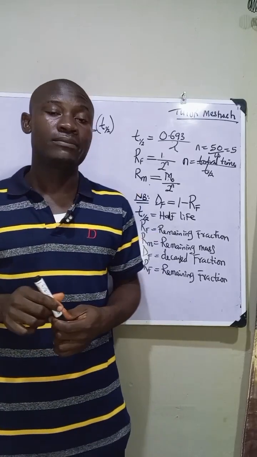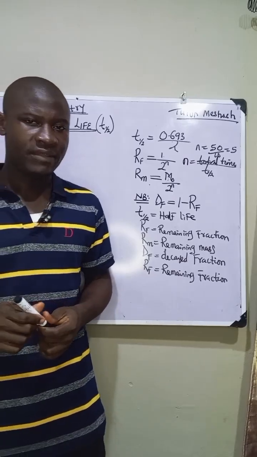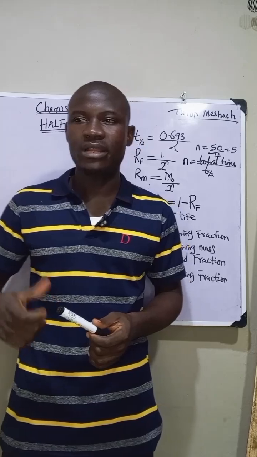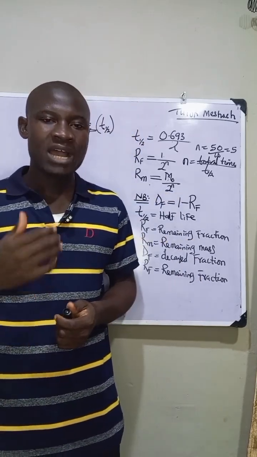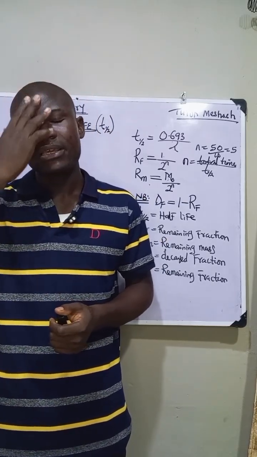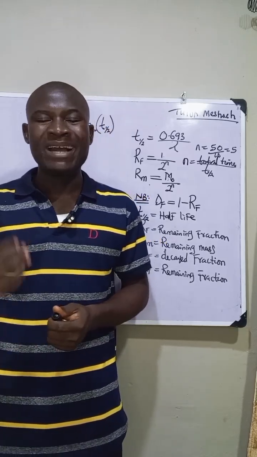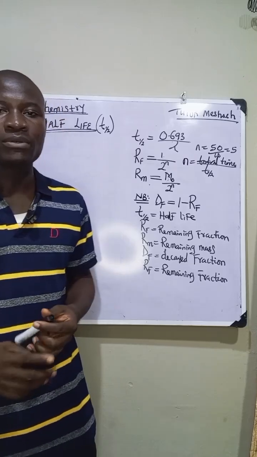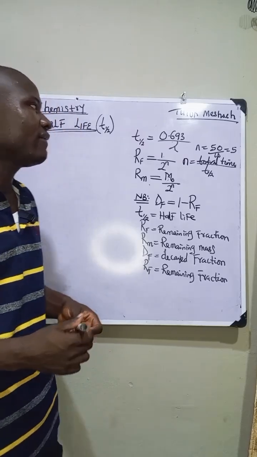We'll be looking at half-life from radioactivity. First and foremost, what is half-life? As the name implies, it is just the time taken for half of the total mass of the radioactive element to decay. That is the time taken for half of the mass of the radioactive isotope to disintegrate or decay. That is what we mean by half-life.